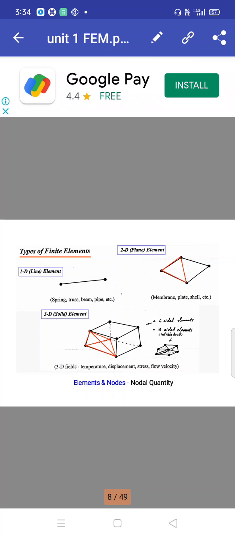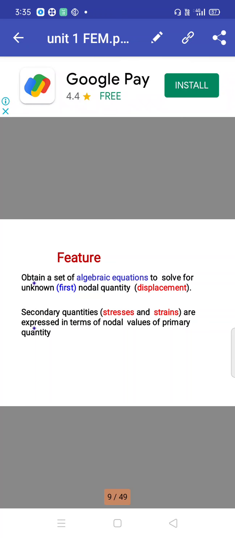So temperature, displacement, stress and flow velocity, these are the things to be considered. Elements and nodes are called nodal quantity. Feature: obtain a set of algebraic equations to solve for the unknown primary nodal quantity, that is displacement. Secondary quantities, stress and strain, are expressed in terms of nodal values of the primary quantity.